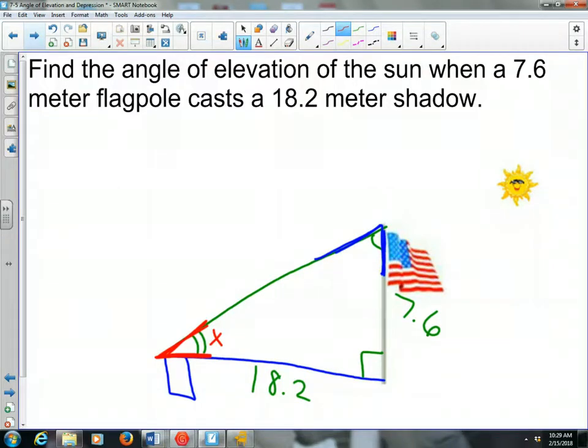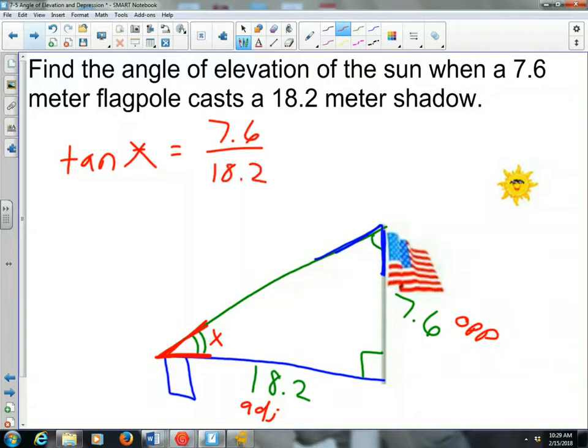So what trig function are we going to use this time? Opposite is 7.6. Adjacent to that angle is 18.2. So once again, the tangent function is going to be our trig function. So the tangent of x degrees equals 7.6 over 18.2.